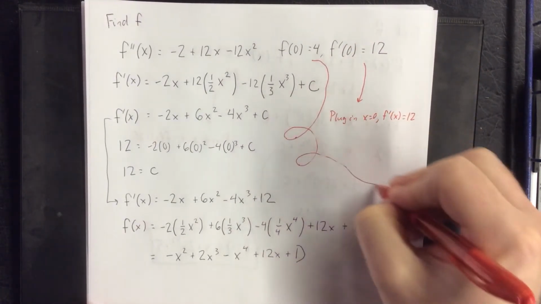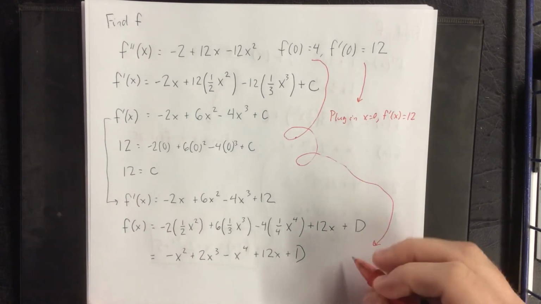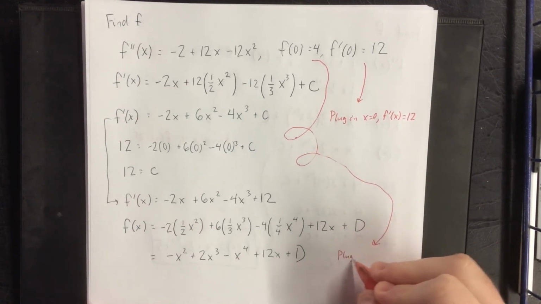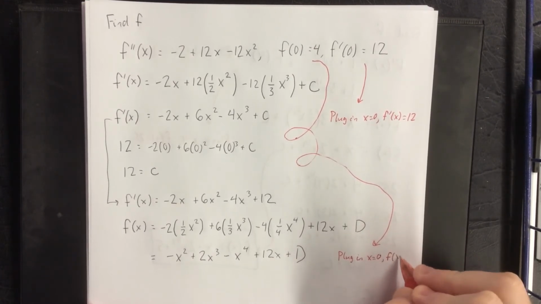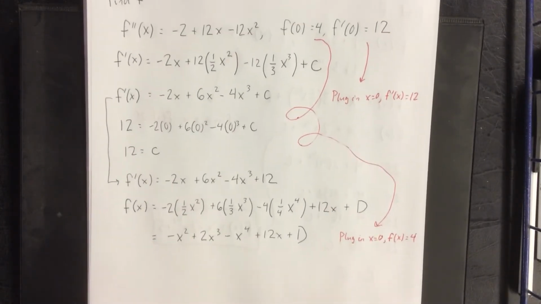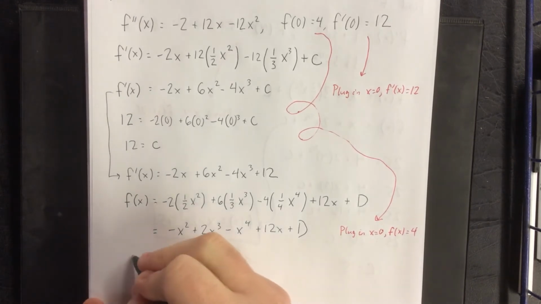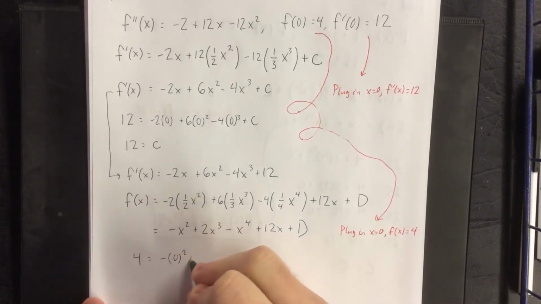Now I get to grab the initial condition from up top. This lets me know that if I plug in x equals 0, the original function will become equal to 4. So that's what I'll do at this step. I plug in f of x is equal to 4. I can plug in x equals 0 everywhere else.